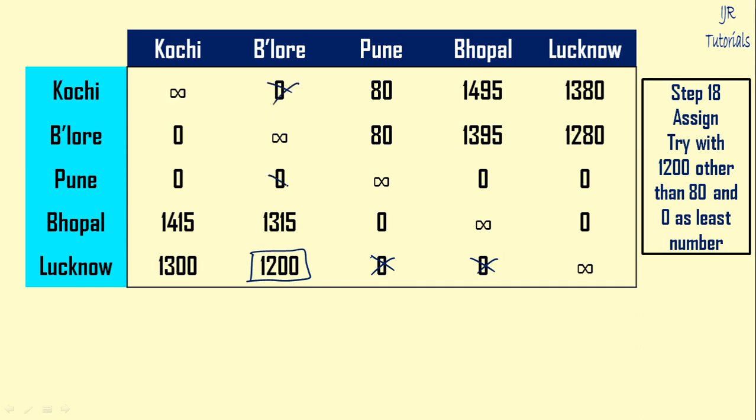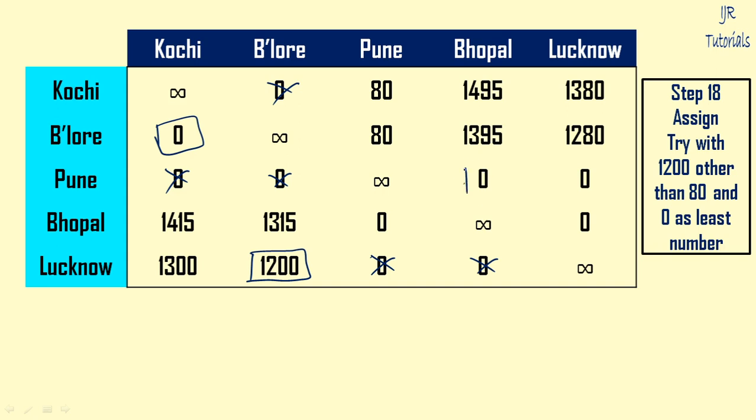And here also. So Bangalore 1 zero, Pune 3 zeros are there, Bhopal 2 zeros. So Kochi already completed, Bangalore already completed, and in Pune there are two 80s and a 0. So we have to consider here, because there is no more 0 here. That's the reason we don't do any practice or experiment here.